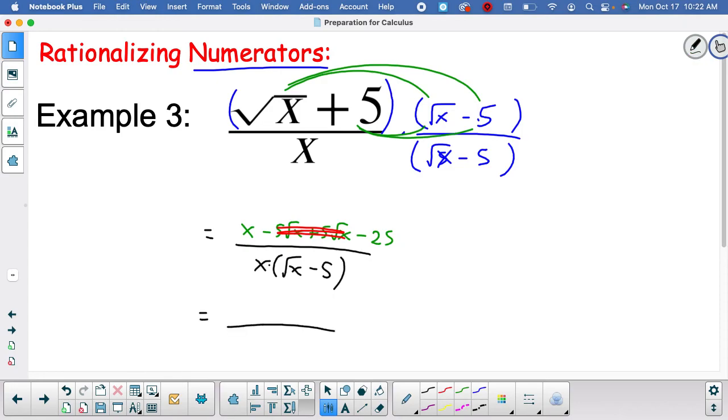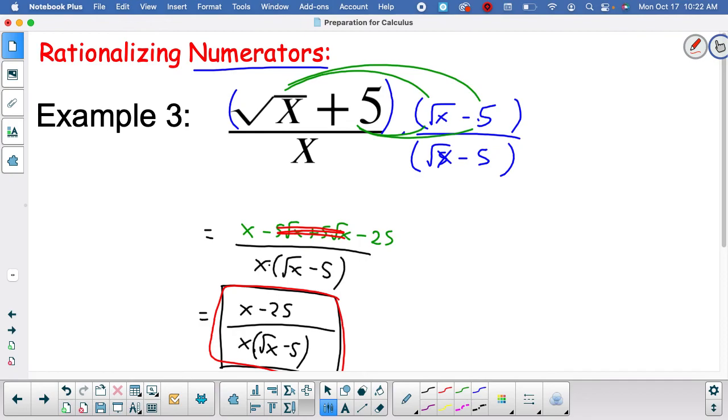We're going to have on top x minus 25. On the bottom, we're going to end up having x, and then in parentheses, the square root of x minus 5. And today, when they ask you to rationalize the numerator, what that means is I don't want a radical in my numerator. And so if I take a look closely at this, do I have a radical in my numerator? No, there's no radical in my numerator. There is one in the denominator, and if we rationalize that, we'd go back to where we were, but we're not going to do that.